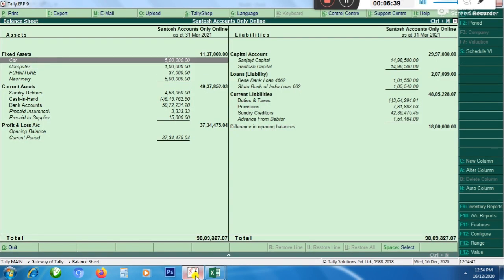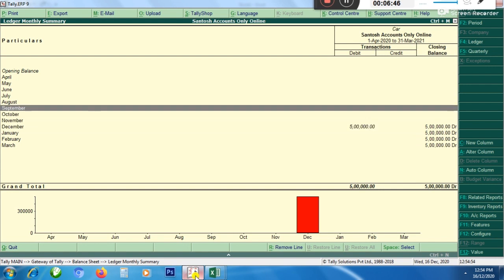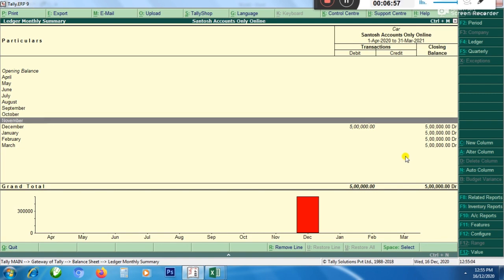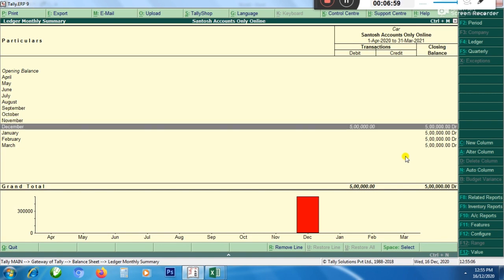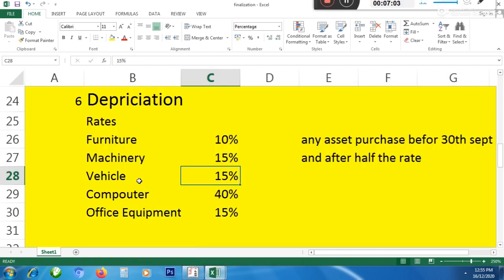I want to calculate the depreciation on car. Press enter on car here. See, the car is purchased in December, that is after September. When any asset is purchased after September, we have to calculate what? Half the rate. Now, what is the rate of depreciation on vehicle? 15%. Car value is 5 lakh.